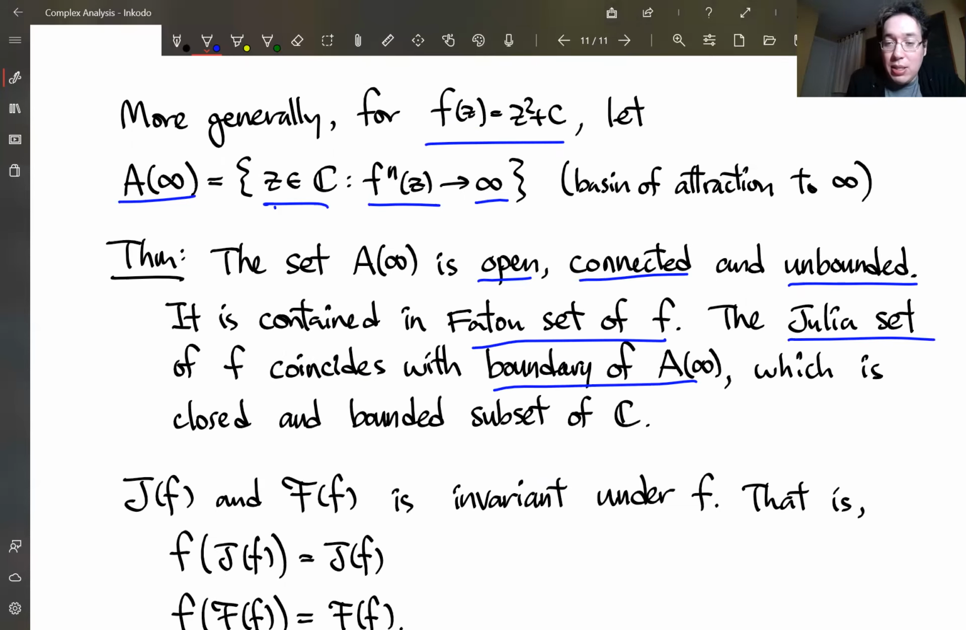But here's something that's good to know. It's always a closed and bounded subset of the complex numbers. So the Julia set is always closed and bounded.